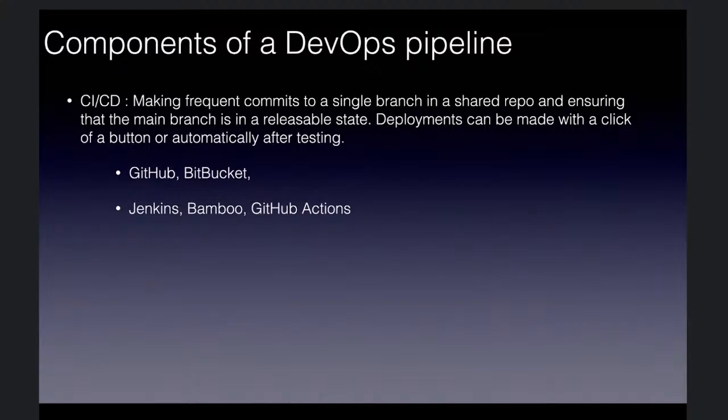That's like the source where code is merged. And then you have build tools like Jenkins, Bamboo, GitHub Actions. Some of these tools can help you with the building phase, and then also deploy your apps directly to your production environment.